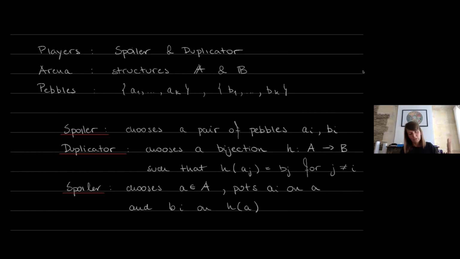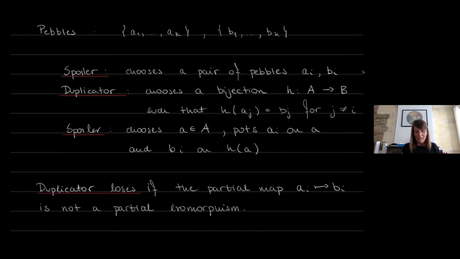And then, once duplicator chooses this bijection, spoiler chooses some element of A and puts AI on this element and the pebble BI on the image of this element, so on H of A. And then duplicator loses if the partial map, which is defined by the corresponding pairs of pebbles, is not a partial isomorphism.